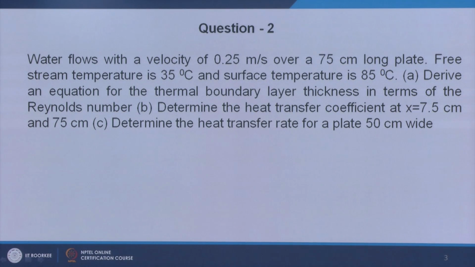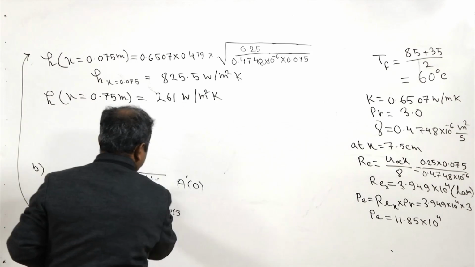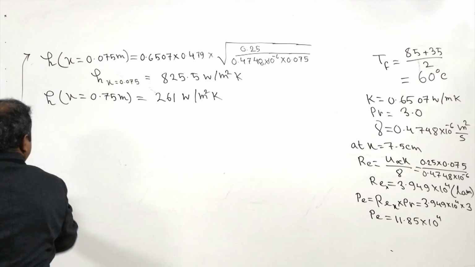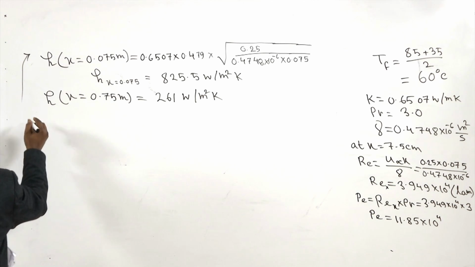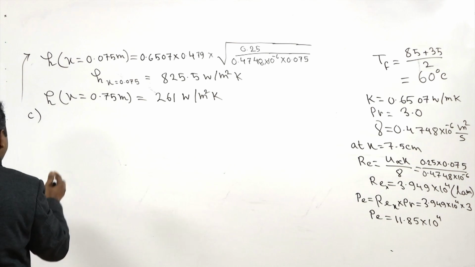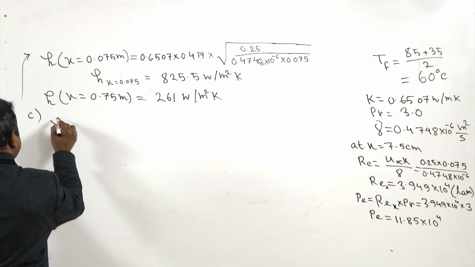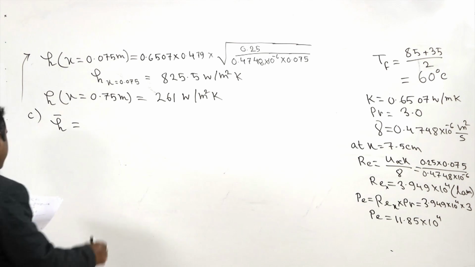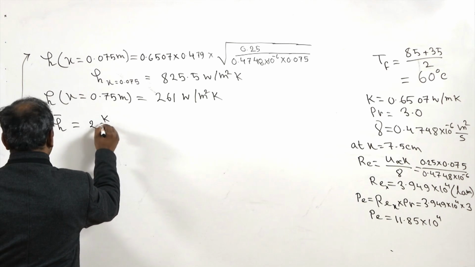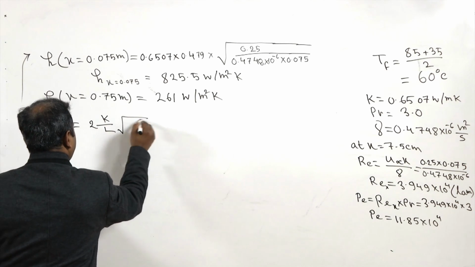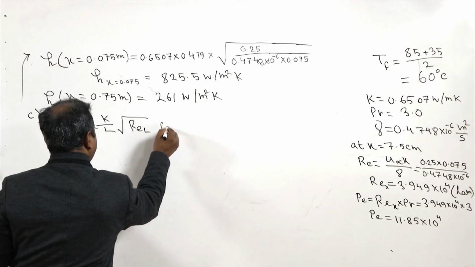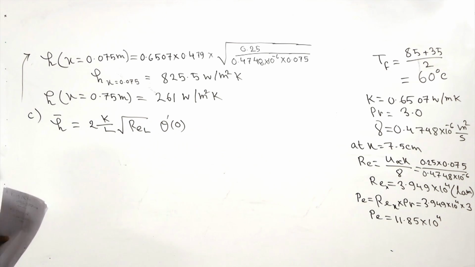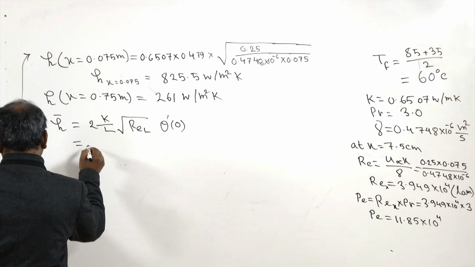So here we need to find out the heat transfer rate as part of C. Let me show you how that can be done. So C is over here. As we have already found out what is h, let me find h bar, the average heat transfer coefficient. Average heat transfer coefficient will be 2k by L into root over of Re_L into theta dash 0. This we have also shown in the lecture. So from here we will be finding out the value of h bar.